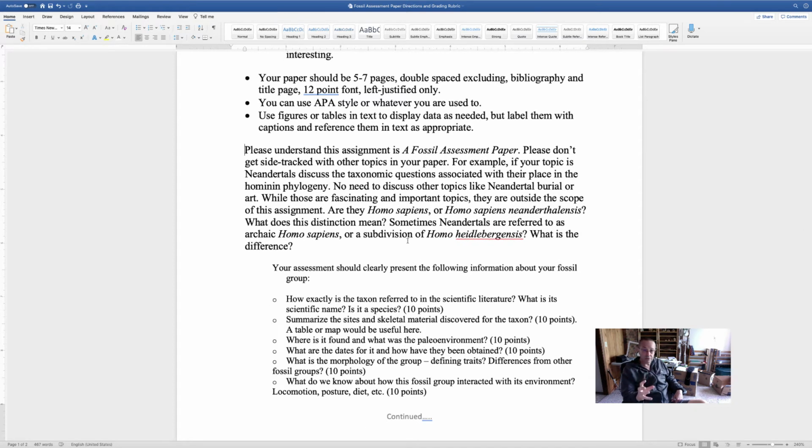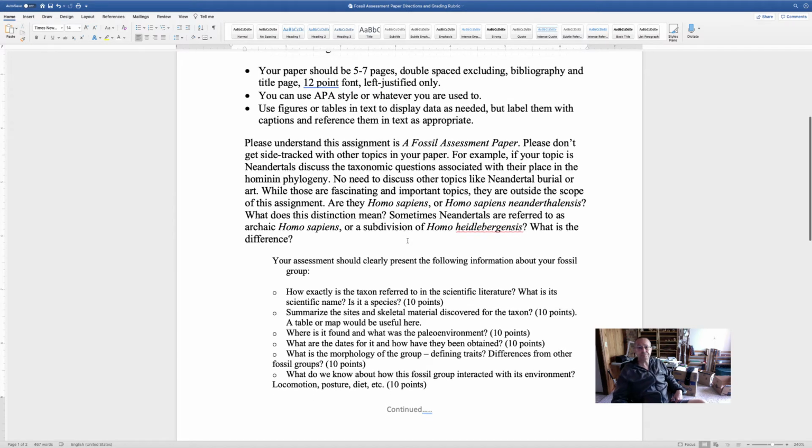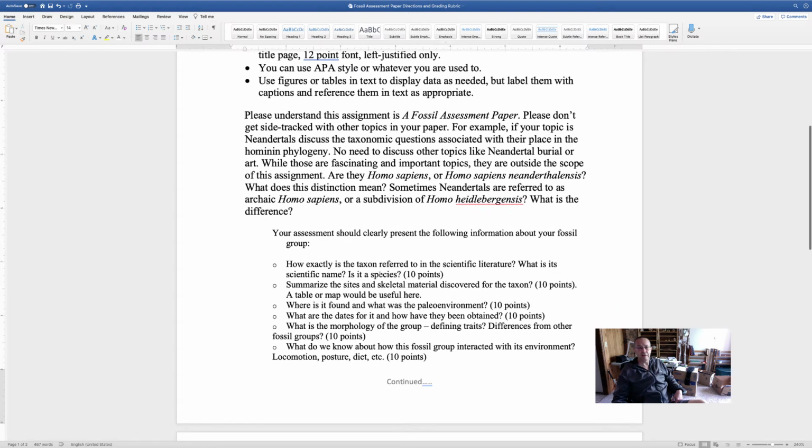What are Neanderthals? Okay, where did the word come from? What does it mean? What's the basis for that taxonomic distinction? Okay, what's the fossil data? What distinguishes them from other archaic Homo sapiens or from modern human beings? So your paper should have, clearly, what exactly is the taxon referred to in the scientific literature?